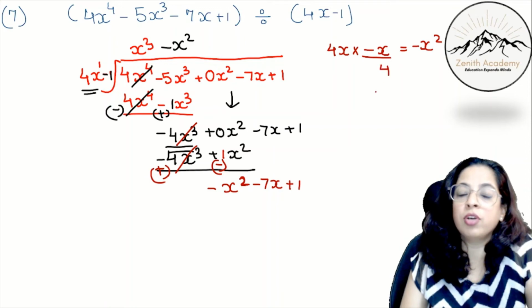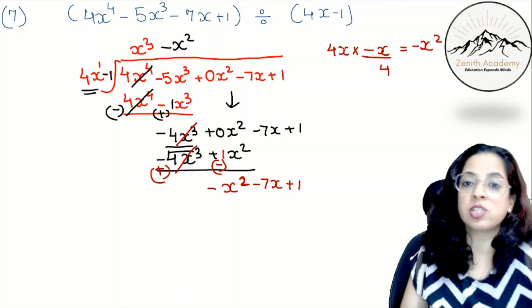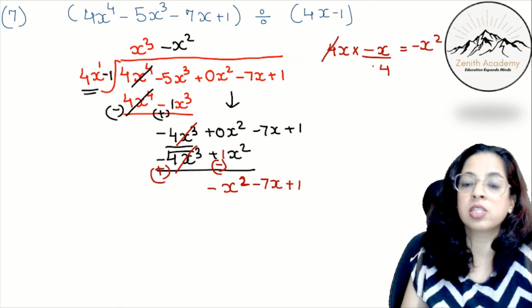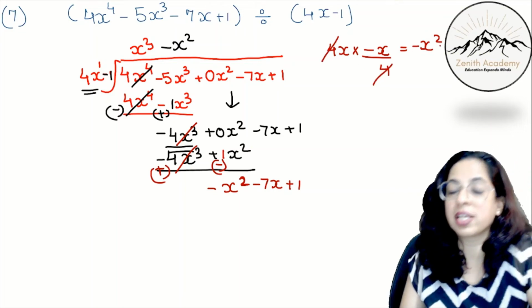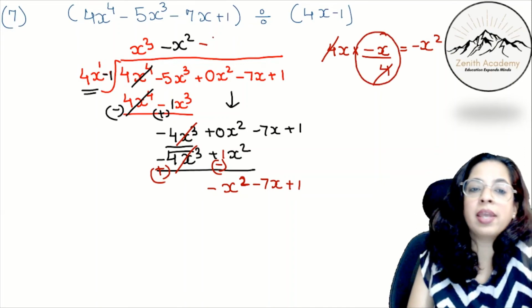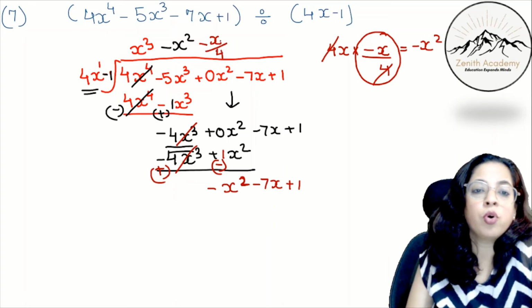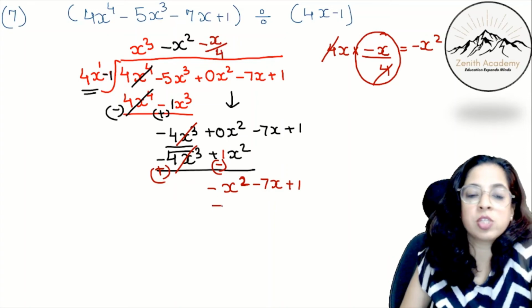So, if I put a 4 down, can you see here? 4x into minus x raised to power 4. So, this 4 and this 4 gets cancelled. I get minus x square. Correct? So, what I will have to multiply here is minus x upon 4. So, 4x into minus x by 4 is minus x square.